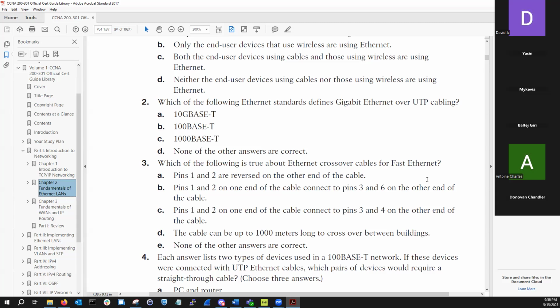This is crossover. I would say B. Why? Because I'm trying to remember what the difference is between a straight cable and a crossover cable.